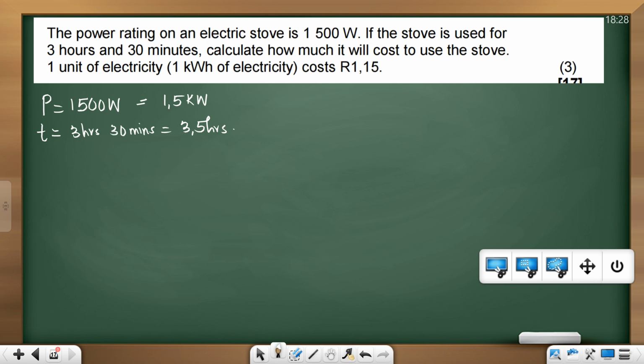Now, calculate how much it will cost to use the stove. If 1 unit, 1 kilowatt hour, costs what? 1 rand 15. That's your tariff now. 1 rand 15 cents. So the first thing is to say cost. You can do it in one line. Power times time times unit price. What is our power? 1.5 kilowatts. What is our time? 3.5. And what's the unit price? You can do it in one step there and get an answer. Please give me an answer.